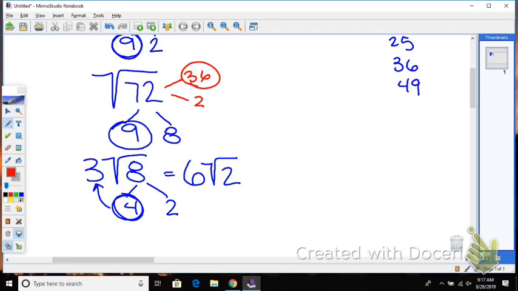4 times, or 2 times 3. Square root of 4 is 2 times 3. 2 times 3 is 6. Okay, let's do one that involves a variable.